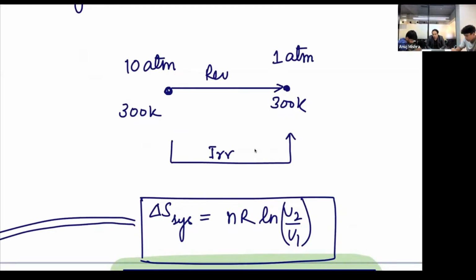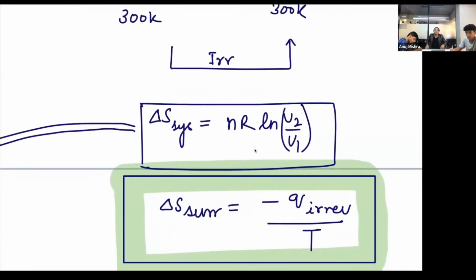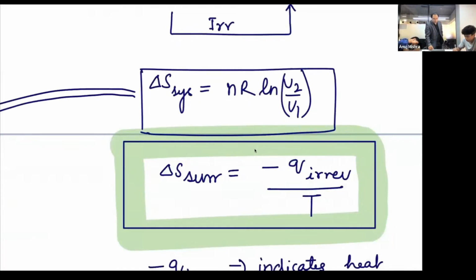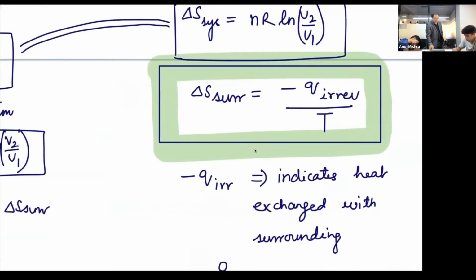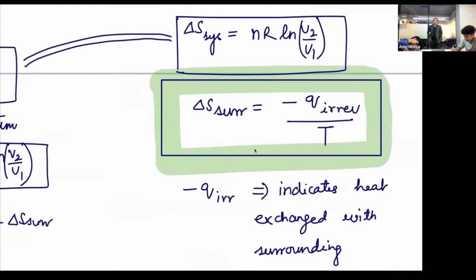Okay. What is delta S surrounding? Now this is interesting. Right now, delta S surrounding is written as minus Q irreversible upon temperature. Note: delta S surrounding is minus Q irreversible upon temperature, where Q irreversible indicates heat exchange with the surrounding.